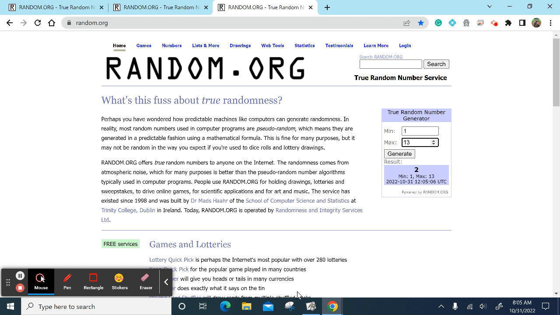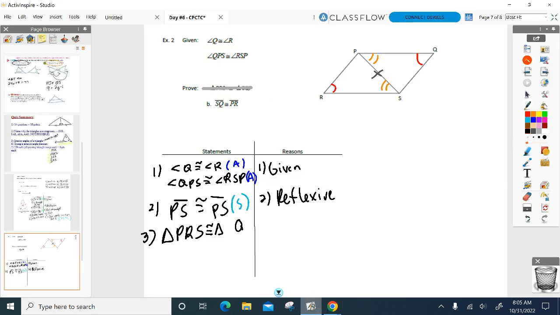How do I name it? SQP. Yep, SQP. Good job. All right, now what method is it? Because I know it's either got to be angle side angle or side angle side.